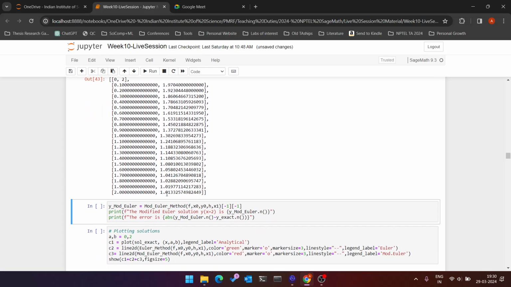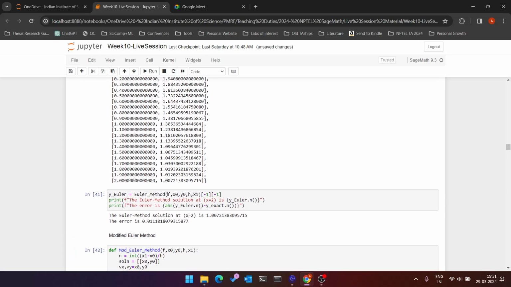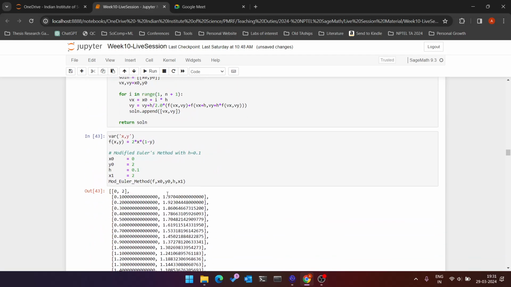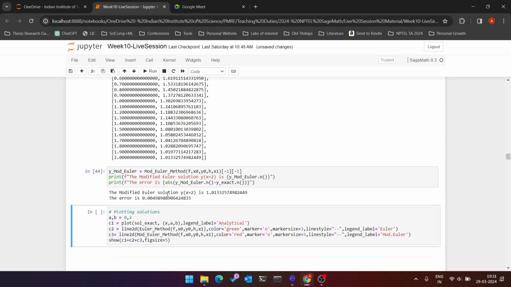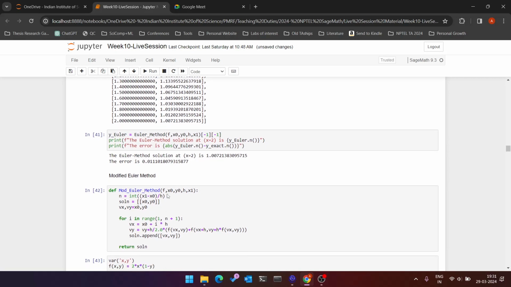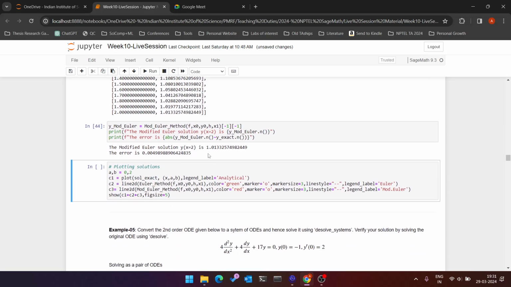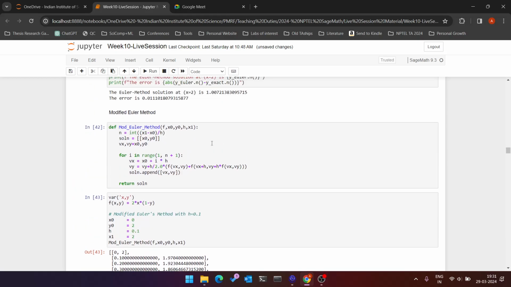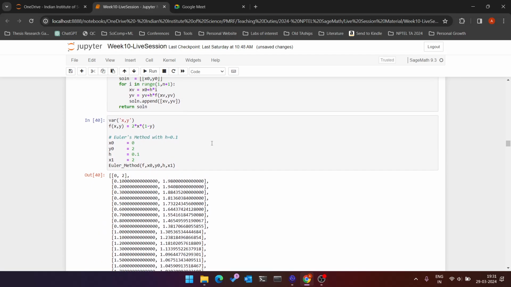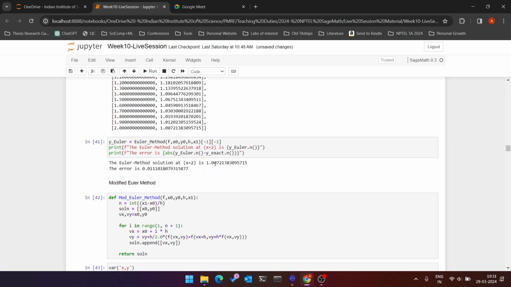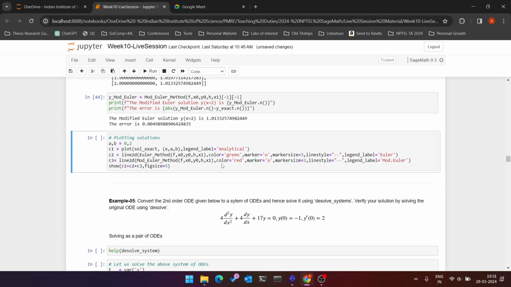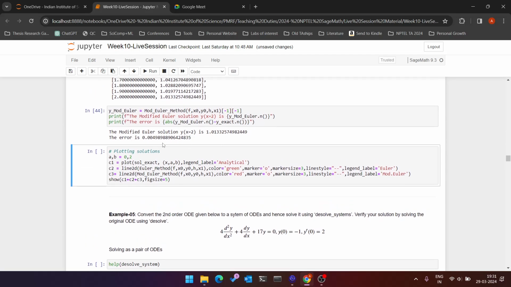I see my value to be 1.013. Okay, so seems like this. If I run this, my exact solution, I've evaluated, I think somewhere here, 1.018. This is 1.007, and this one is 1.013. So my error is 0.0049.